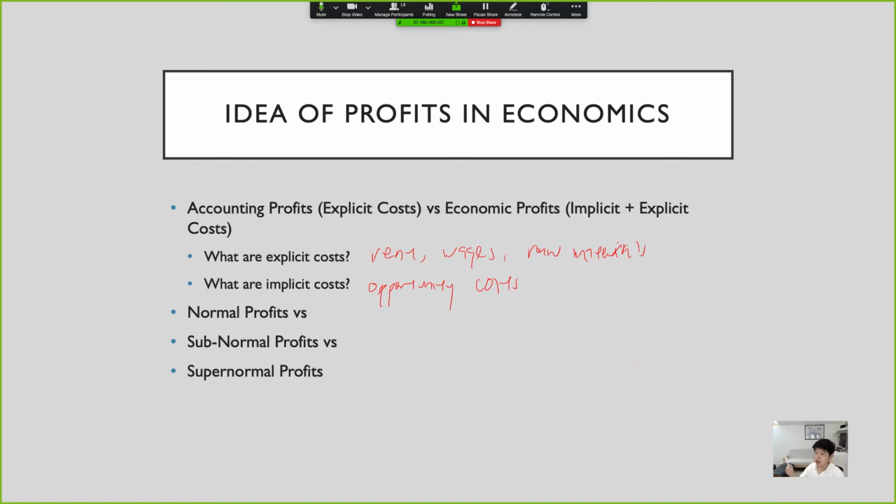Now, for them, of course they had things like rent and wages to pay, but they actually have an implicit cost as well. What is an example of an implicit cost? The implicit cost for the two of them starting a tailor shop is that they gave up a $5,000 salary. So for them, there is an opportunity cost of $5,000, and that qualifies as implicit cost.